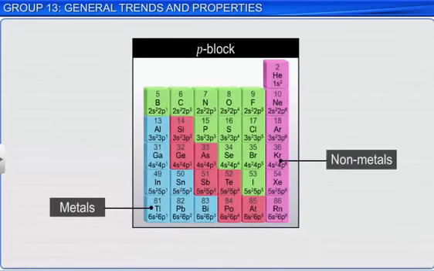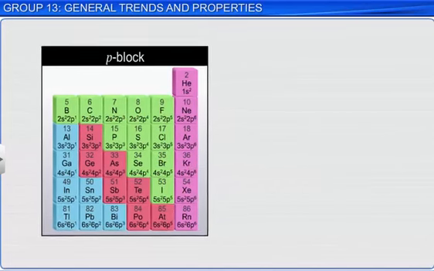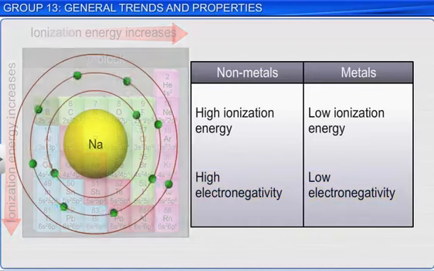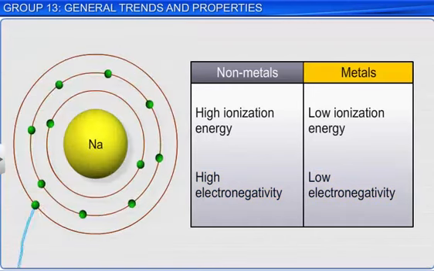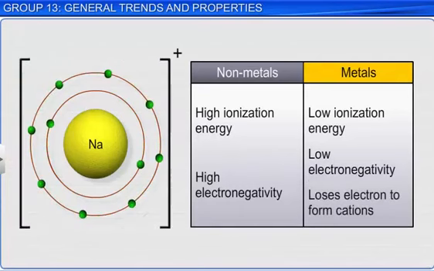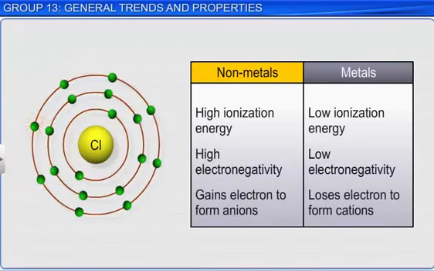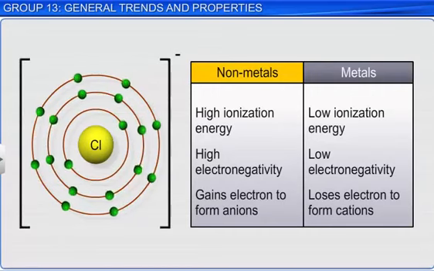Metals and nonmetals have distinctly different properties. When comparing metals and nonmetals, nonmetals typically have higher ionization energies than metals. The electronegativities of nonmetals are generally higher than that of metals. Therefore, metals readily lose electrons, forming cations. Nonmetals typically gain electrons, forming anions.